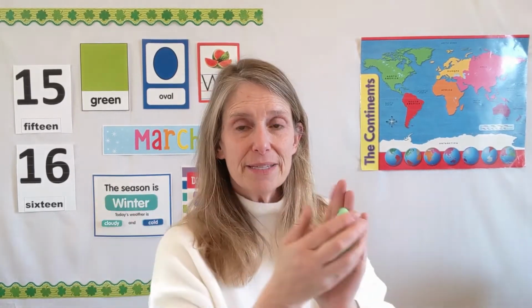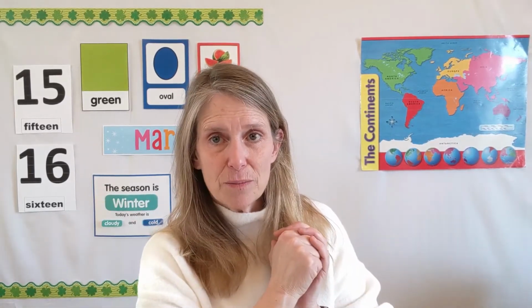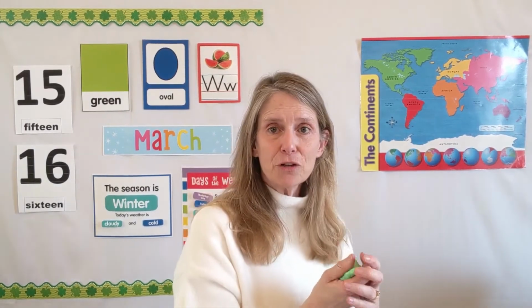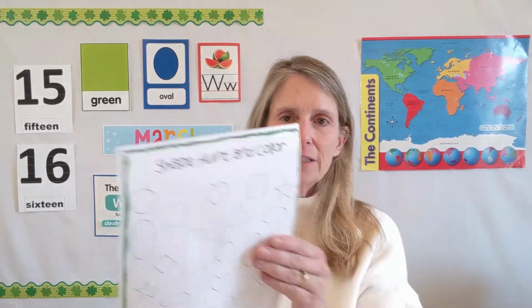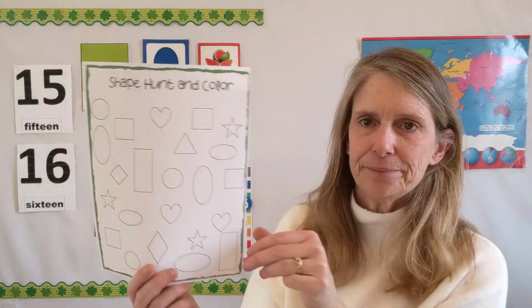One more thing, besides going back and writing your letter W's and practicing with that today, one more thing you can do today. This is a paper that your grown-up can print off of the internet for you, and then you can try it at home. If you want, you can put it in one of those sleeves where you can wipe the outside off, and you could do it again and again. Or you can print it off and just do it one time. This is called Shape, Hunt, and Color.